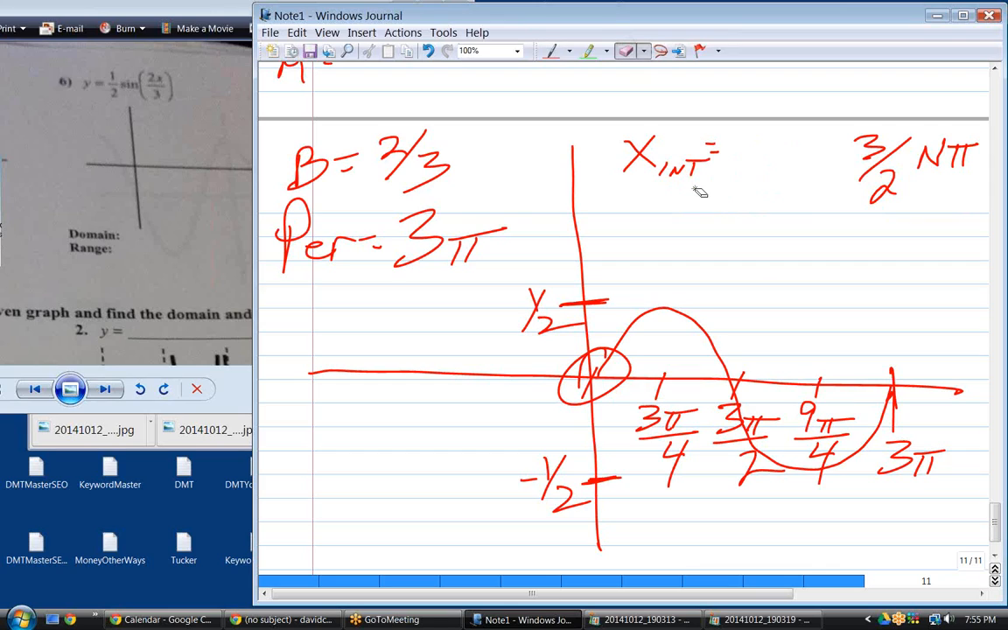Domain? Domain is all reals. Range? -1/2 to 1/2. Okay. That's everything, right?